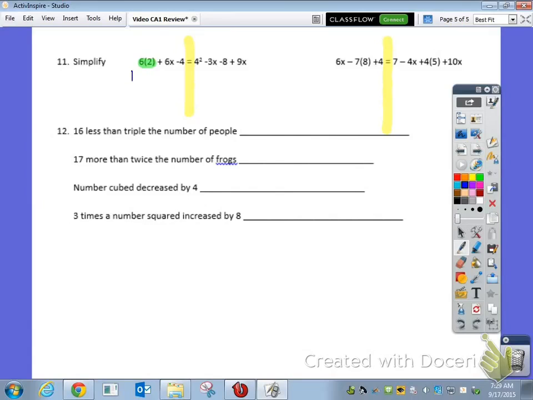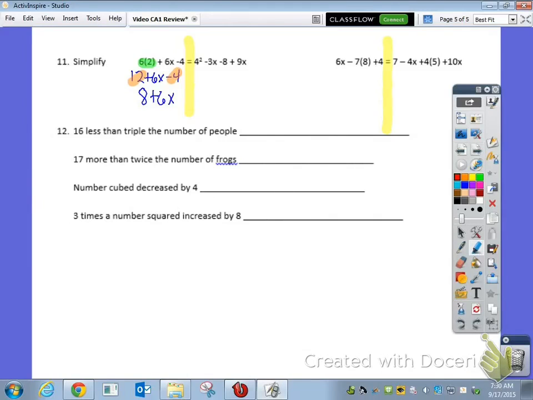6 times 2 is 12. And then I can bring down the plus 6x minus 4. I look to see if anything else will go together. I can put together 12 and minus 4. So 12 minus 4 is 8. And then you bring down the plus 6x. Okay, so I'm finished. On the right side, let's see what we can do.